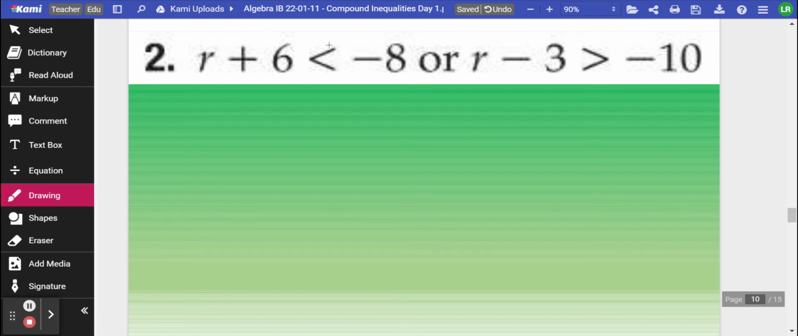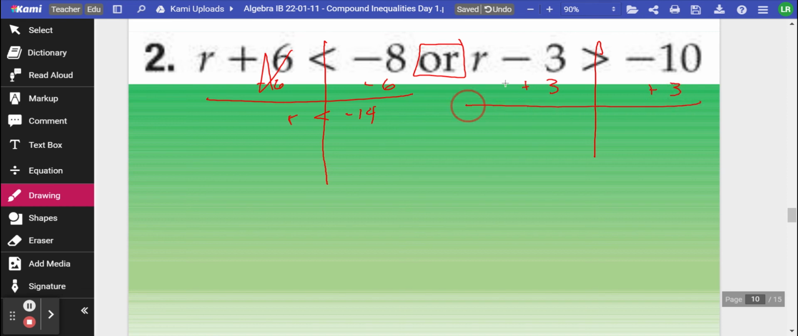All right, let's take a look here. It's a positive 6. R's here, minus 6 on both sides. So I get R is less than negative 14. That one's done. For this one, it's R minus 3. There's the R. Let's not confuse the or in the middle there. It's a negative 3, so I go plus 3. This would be R is greater than negative 7.